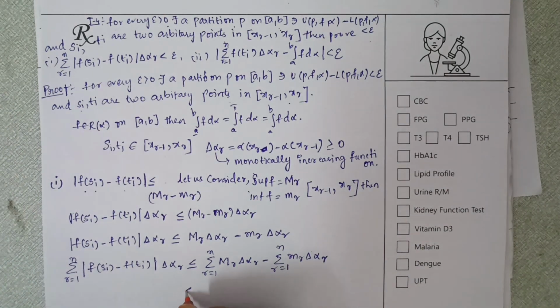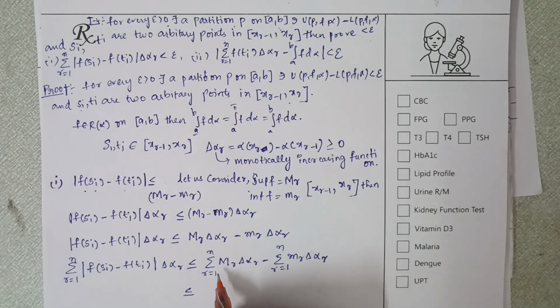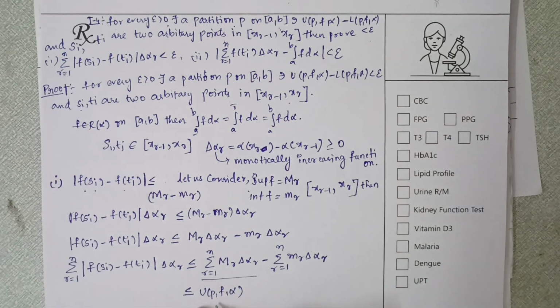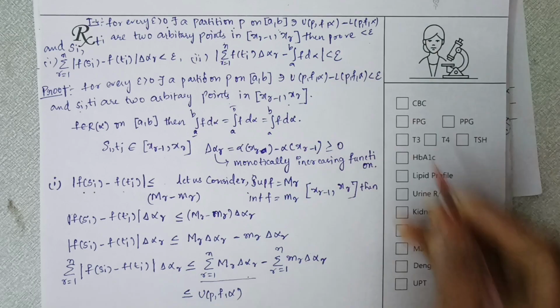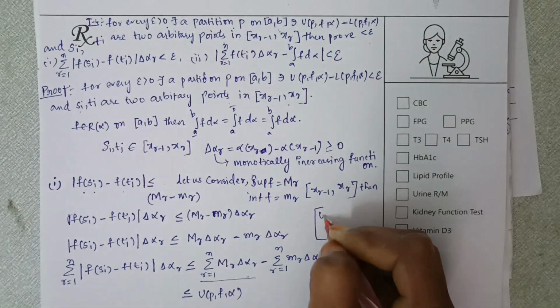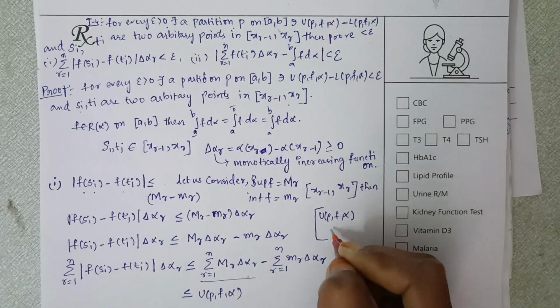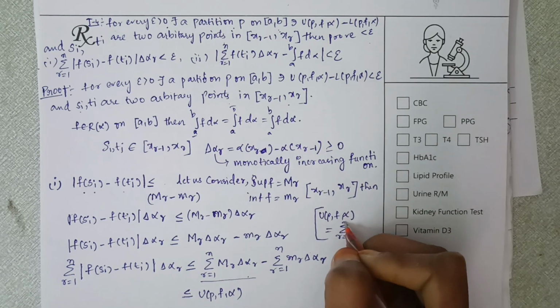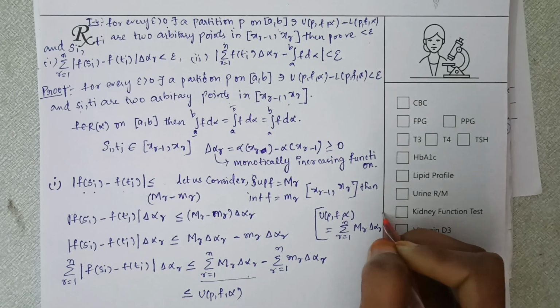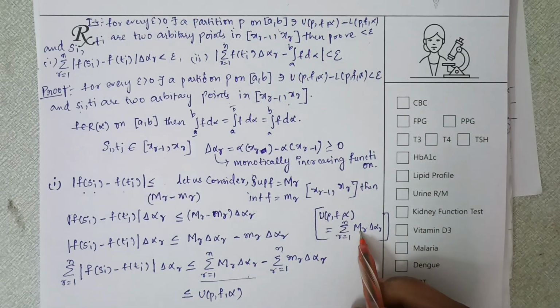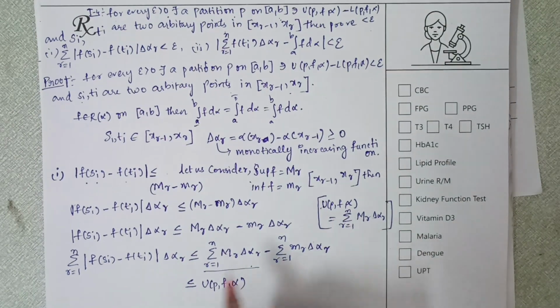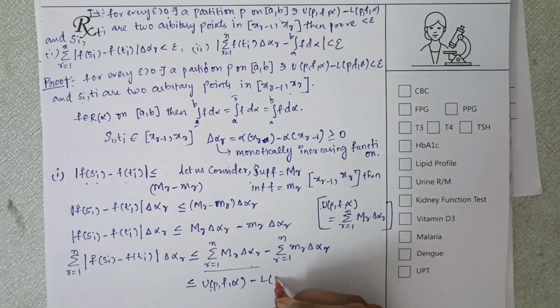Okay, which is less than or equal to, according to the definition, what do we call this? U(P, f, alpha), right? We can denote the upper RS sum formula. If you remember, the upper RS sum formula is like this: U(P, f, alpha) is equal to summation r = 1 to n of capital Mr into delta alpha r. If it is L, then here small mr comes, that is the lower RS sum. This is the upper RS sum. So this is upper RS sum minus lower RS sum.